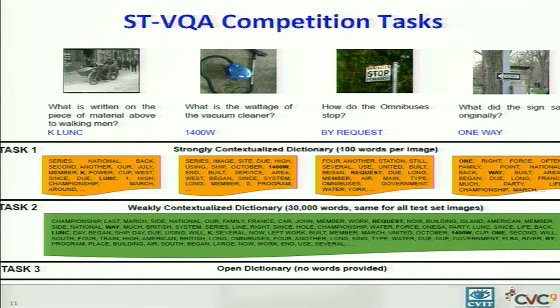So for example, in task one, we are providing strongly contextualized dictionaries, which are very small dictionaries with 100 words for each one of the images. In the second task, we are providing a big dictionary for all the images in the dataset, but this dictionary contains all the words that appear in all the answers of the dataset, so the size is much bigger, 30,000 words. And in the third task, we provide no dictionary at all, so we are encouraging here methods that are able to recognize text on their own without using any extra information.